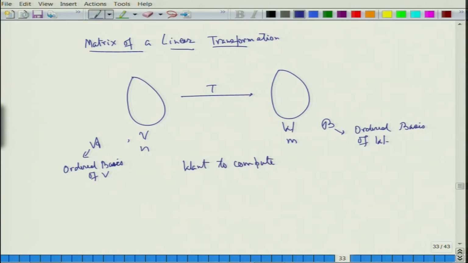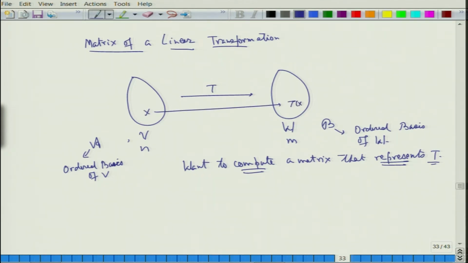I want to compute a matrix that represents T. Fine. That is our aim here, that we want to compute this. So any x here is being sent here as T of x. Fine.